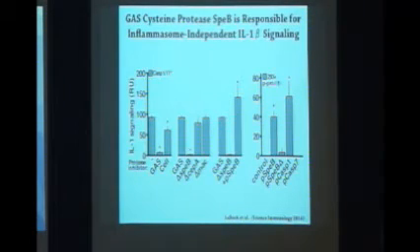We figured that group A strep must be making its own caspase that processes the inactive cytokine into the active cytokine. And by mutating all the different proteases that the bacteria makes, we discovered it was SpeB, that one protease that happens to be turned off during the pathogenesis of invasive disease. And you can see here that it's responsible for the IL-1 beta maturation. And if you just clone SpeB into immune cells, they'll start making a bunch of mature IL-1 beta.